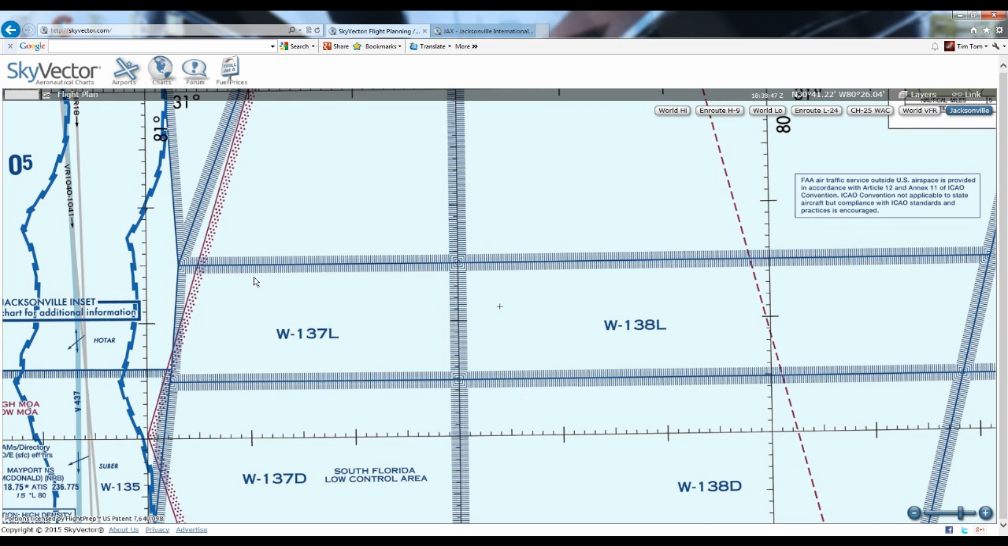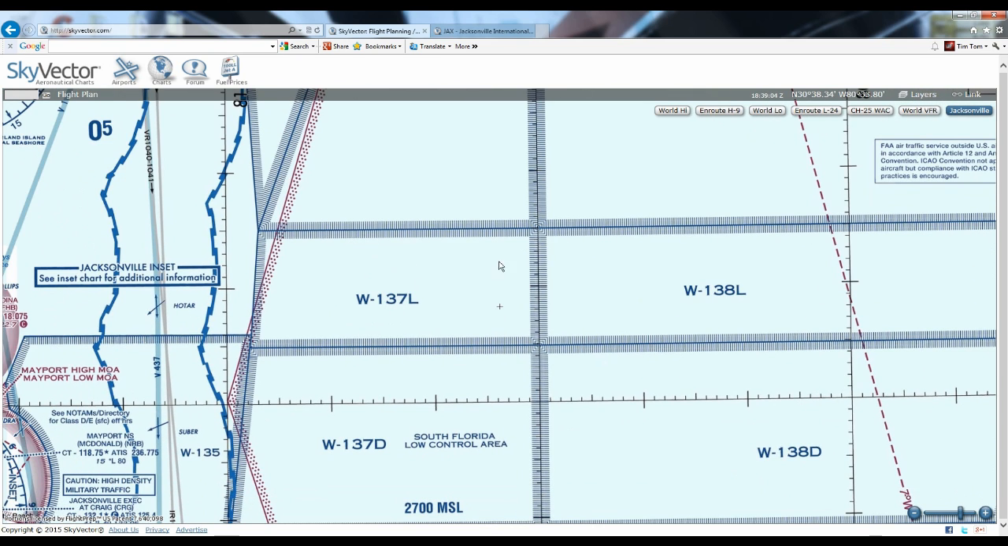A warning area is restricted airspace that they cannot legally make restricted because it's over international waters. They would make these restricted if they could legally get away with it, but they can't because they're over international waters. So technically speaking, it is legal for you to fly in the warning area. They can't stop you, but it could be hazardous to your health.